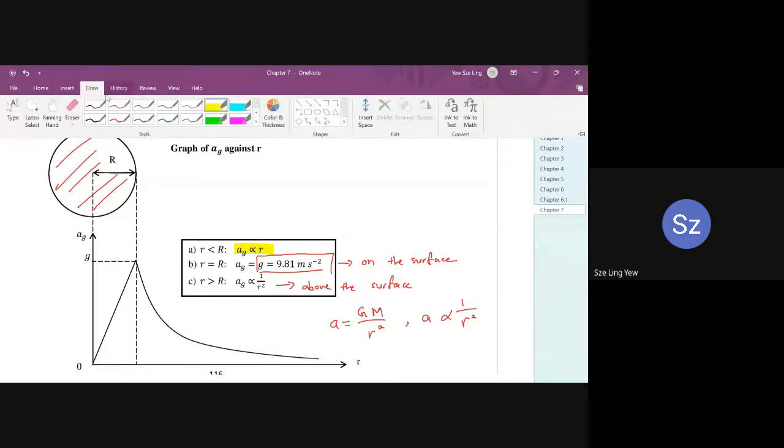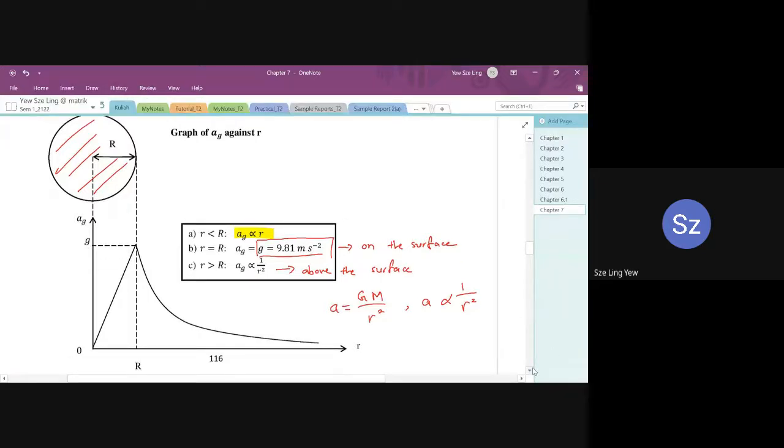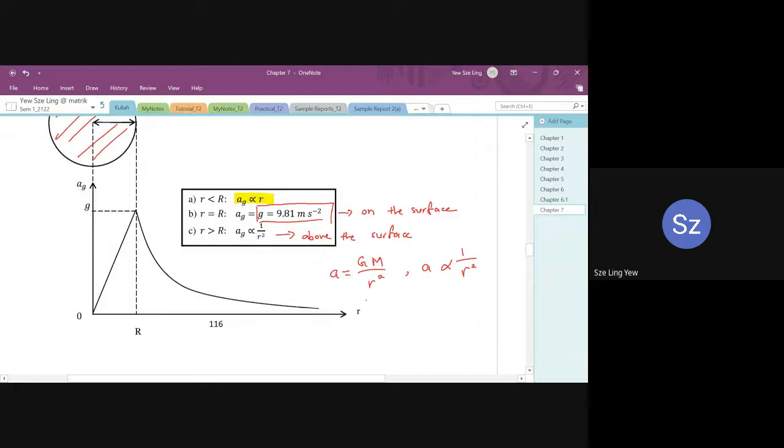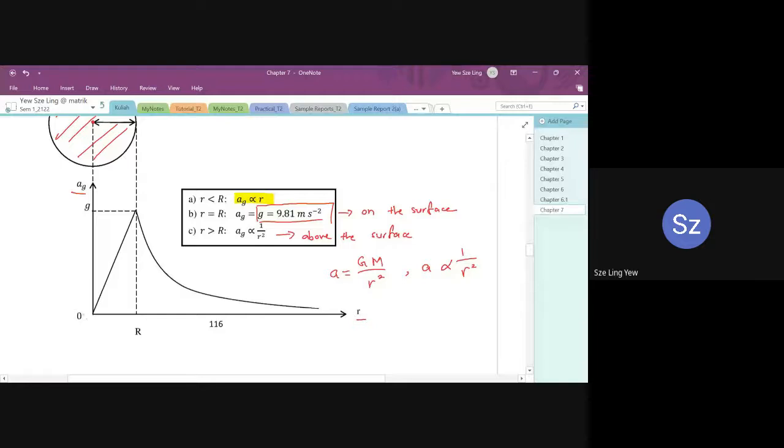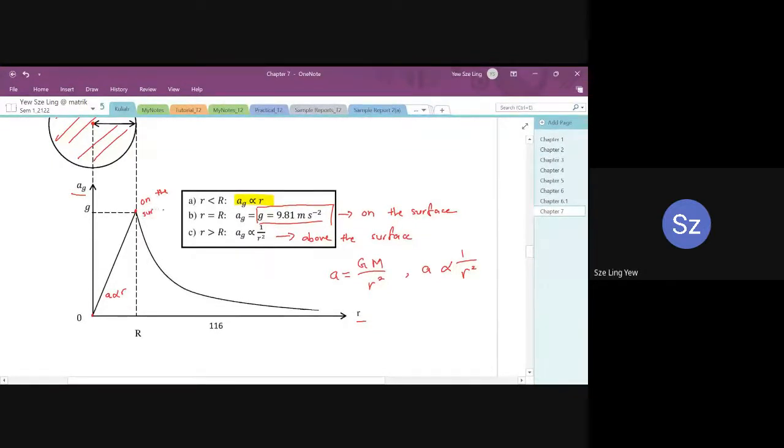So you have three types of values in the a against r graph. This graph you have to know. It shows you the relationship between a and r. When you're at the center of the mass, then a is equal to 0. As it gets further away from the center of the mass, a and r are directly proportional to each other. Therefore, you get a straight line until it reaches the surface of the Earth. So this is on the surface, exactly right at the surface of the Earth.